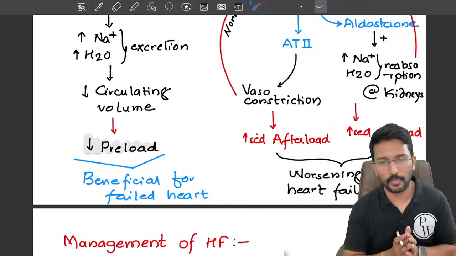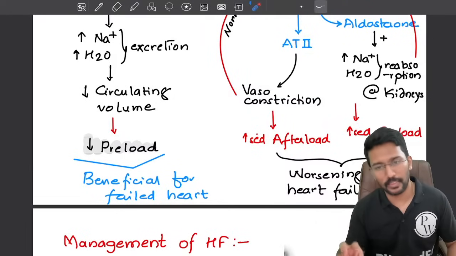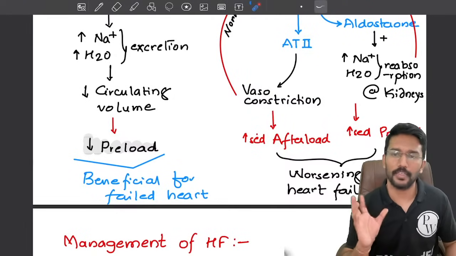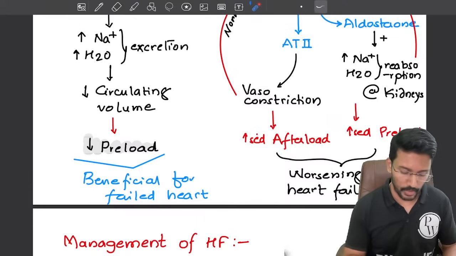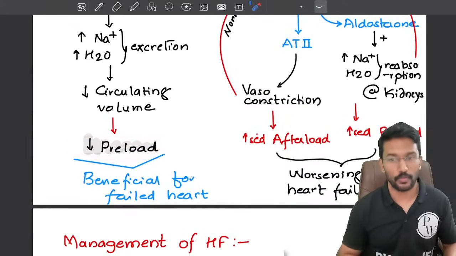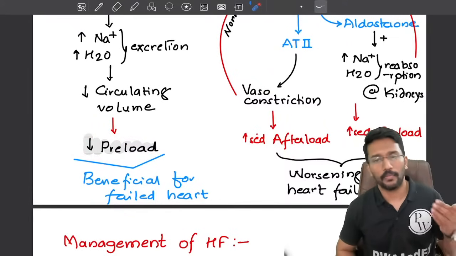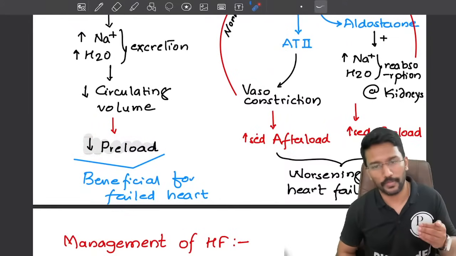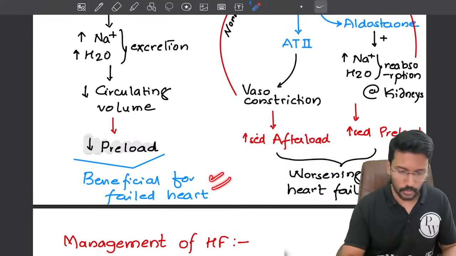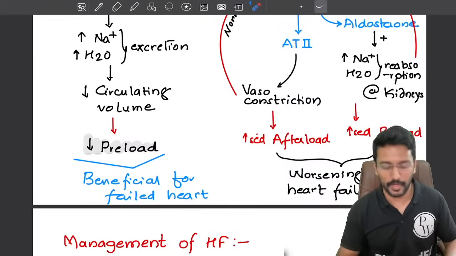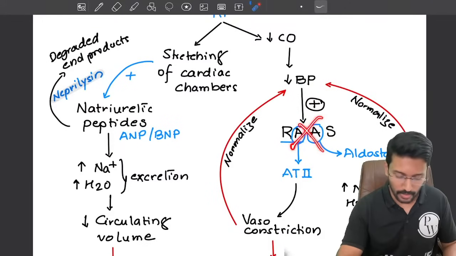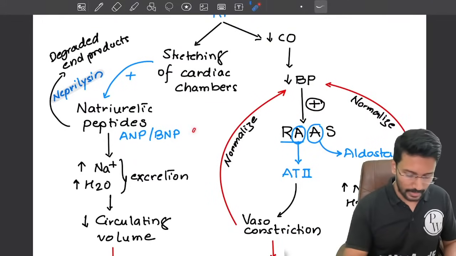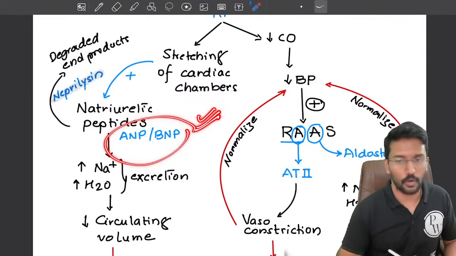When the blood volume comes down, the amount of blood reaching the ventricles will also come down. So the ventricle needs to eject less blood, and the preload will come down. When we decrease the preload, we are reducing the burden or workload on the ventricle. This will be beneficial to the heart. So when it comes to management of heart failure, we need to block RAS, and we need to increase the efficacy of ANP or BNP.